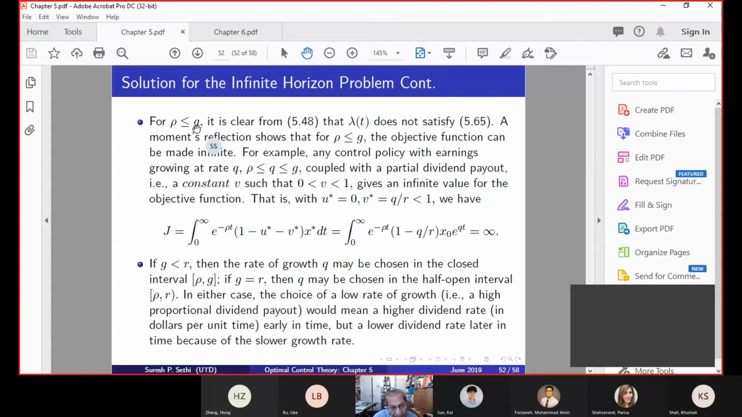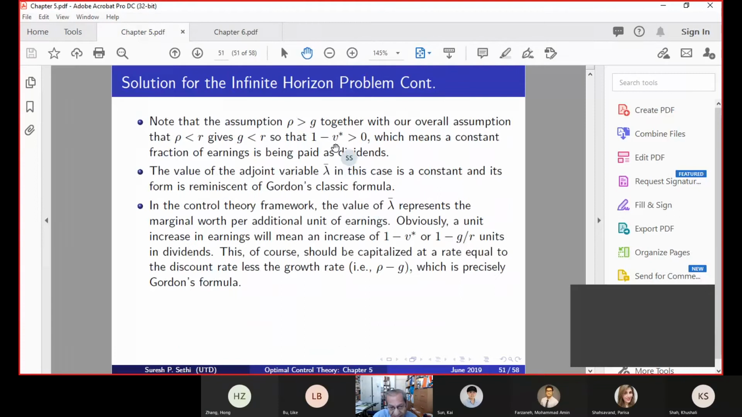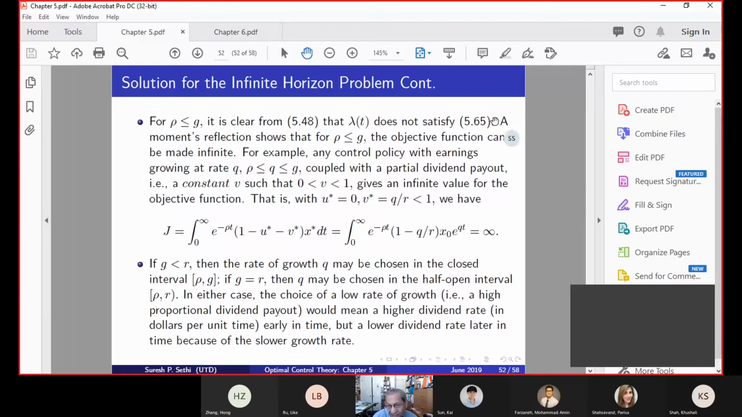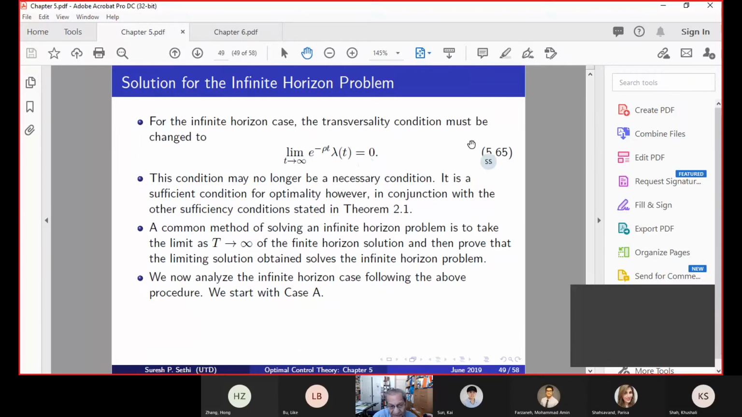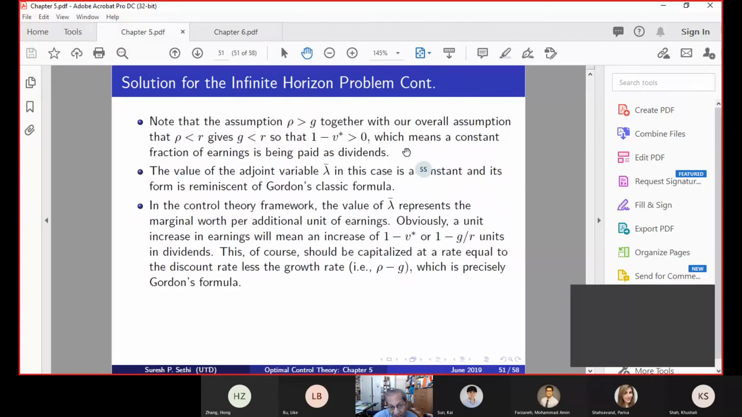Now what happens when rho is less than g? Well, when rho is less than g, we know that lambda t keeps growing. And not only does it keep growing, it actually doesn't satisfy this limiting condition. This doesn't satisfy this condition.